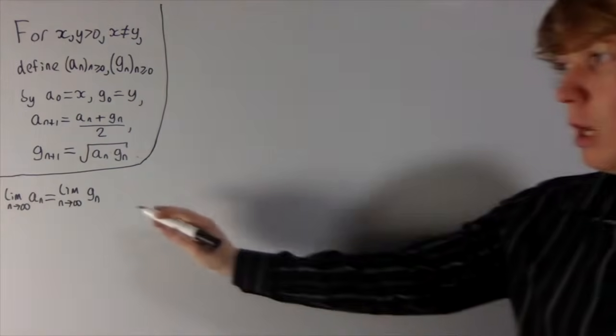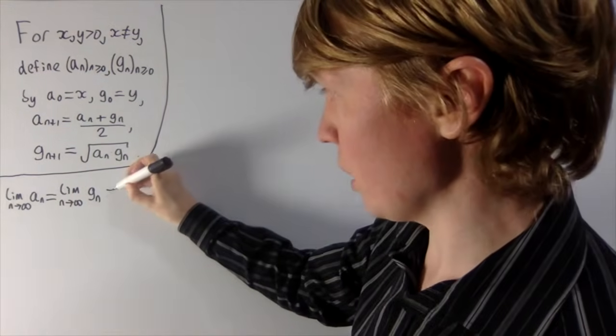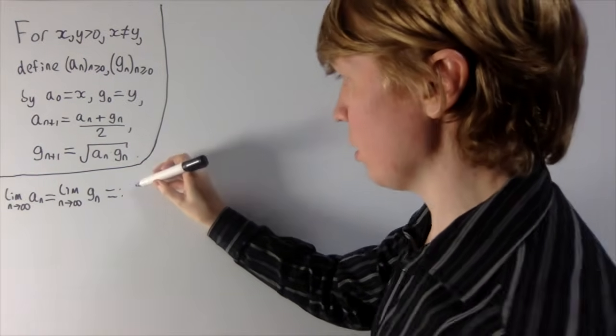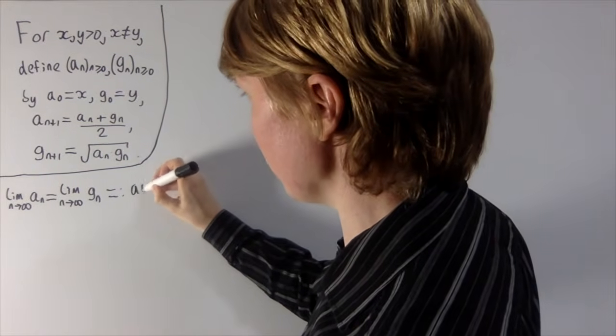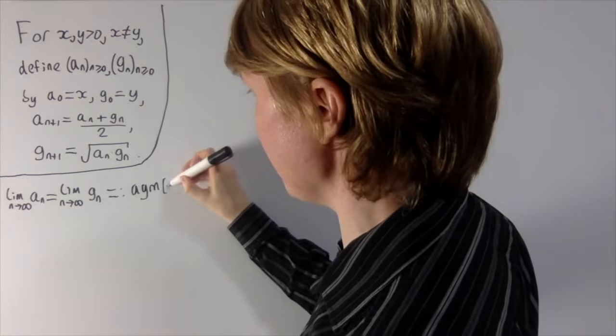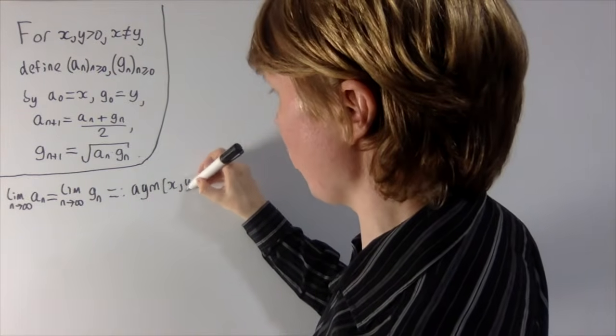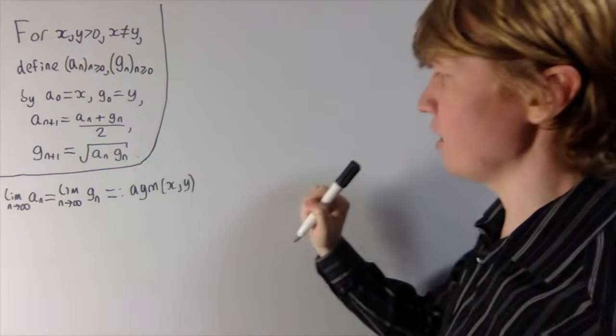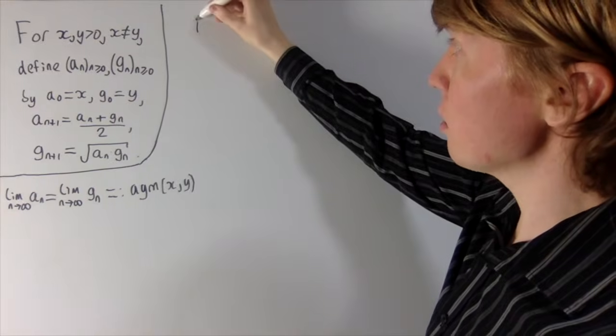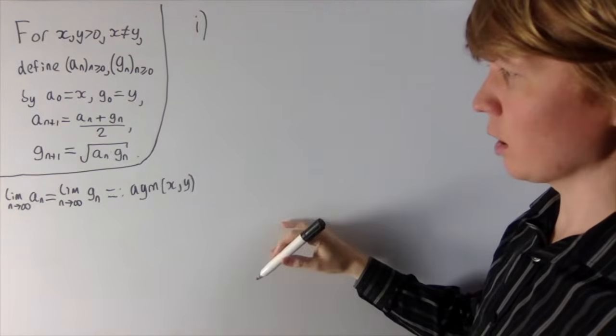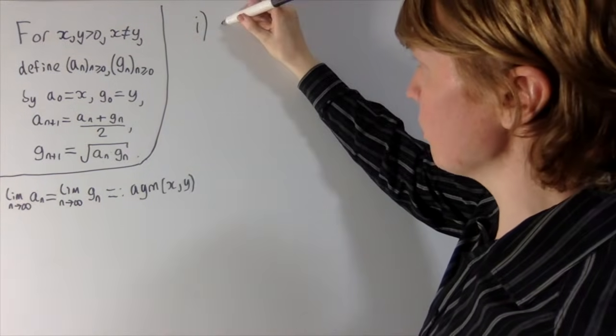So the payoff of showing that these limits exist and are equal is that this common limit gives rise to something called the Arithmetic-Geometric Mean of two numbers x and y. So you can also call this the AGM of x and y. So as a payoff of showing that this thing exists, we'll have a look at a couple of properties quickly.